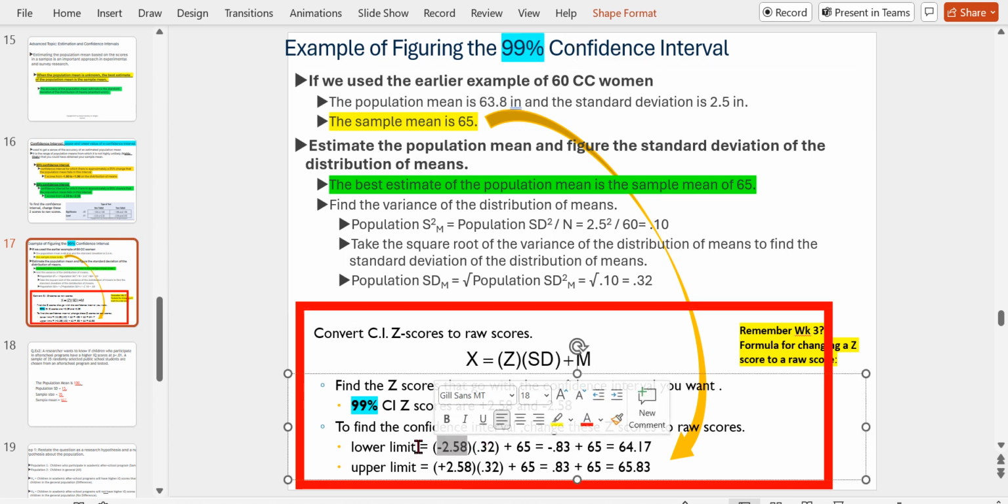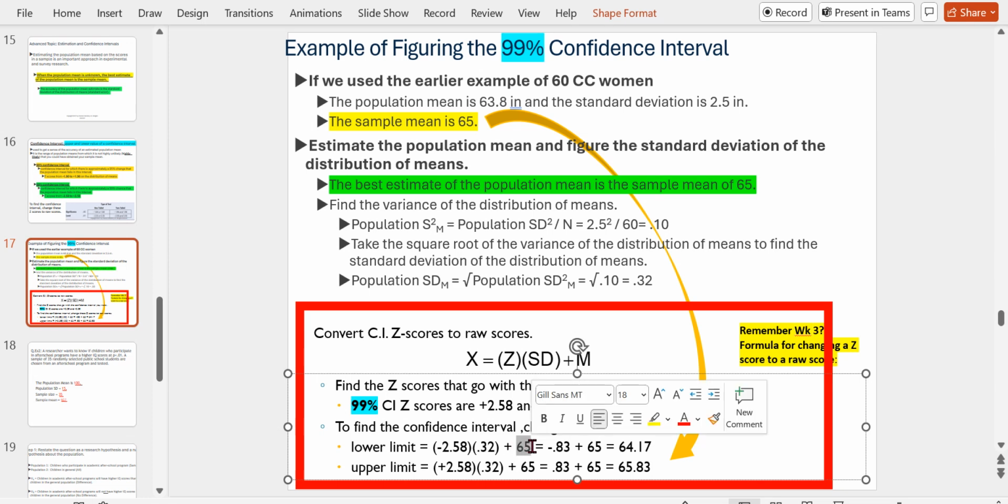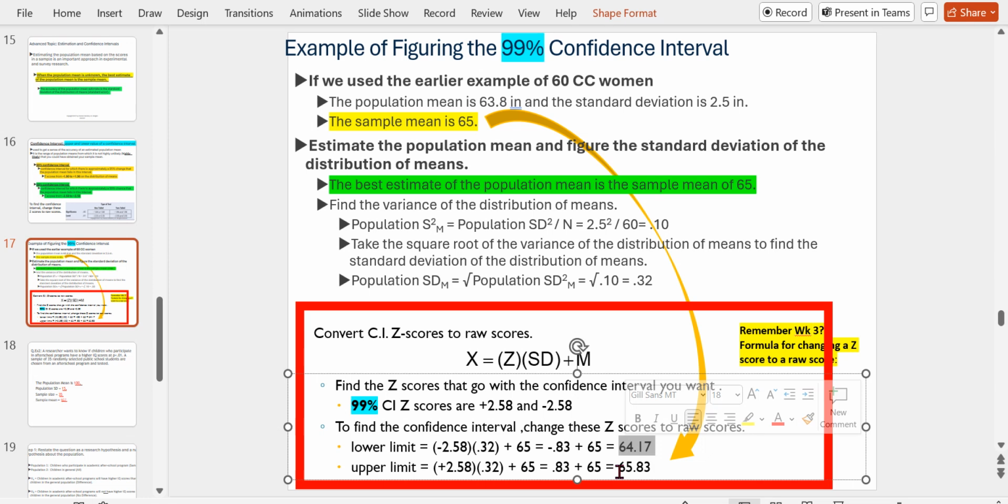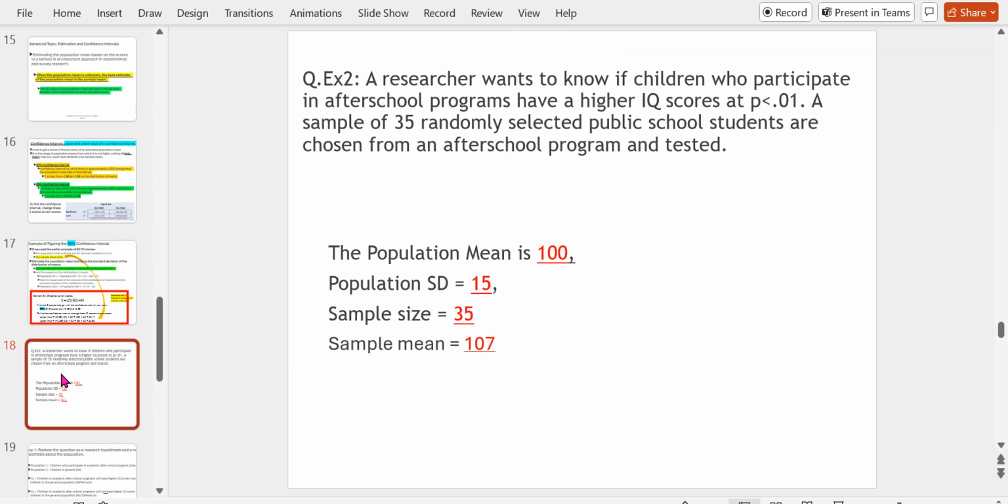Now remember, lower limit might be negative. And then there's your standard deviation, 0.32, plus the mean of your sample, not the mean of the population. And there's your lower level, 64.17, your upper level, 65.83. So now we've got an upper level and a lower level that our sample came from with a 99% confidence. Okay? Let's go for another one here and then we're done.